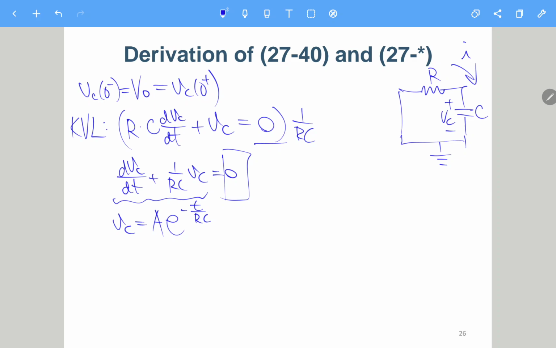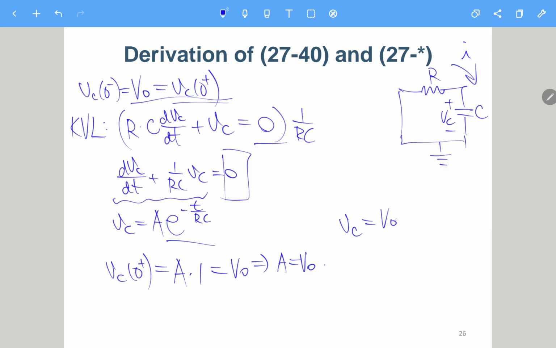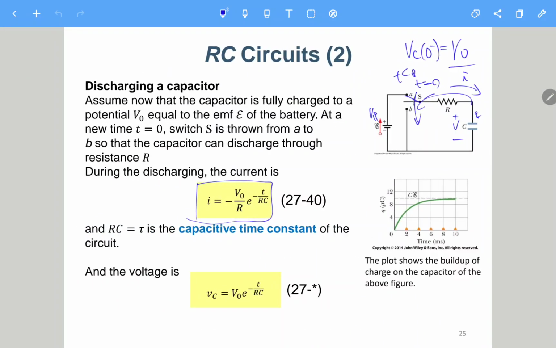So we can just plug in the initial value. VC 0 plus is A times the exponential of 0, which is 1, so A times 1 is V0. So we can quickly find that A is V0. So VC will be V0 exponential to negative T over RC, which is actually this one.